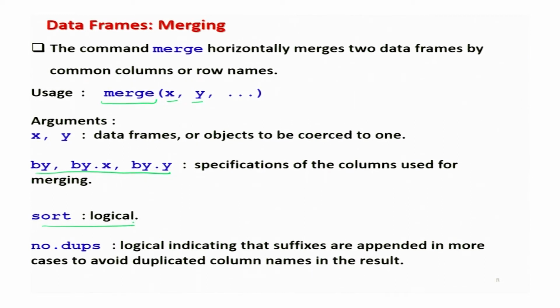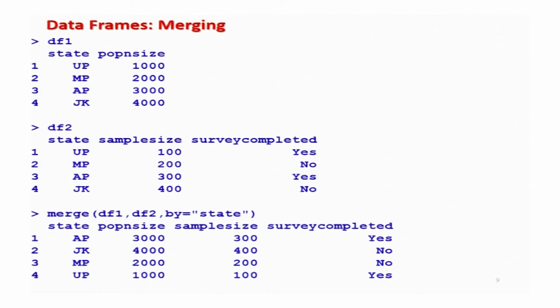And then, if you want to give the option sort, that means whether you want to sort the data or not, this is going to take TRUE or FALSE. Similarly, there is another option, no.dups. This is also a logical variable indicating that suffixes are appended in some cases to avoid duplicated columns in the result, right. So this will take care of the duplication. Anyway, I will try to keep this presentation and lecture simple, so I will not take many options, but I will leave it up to you to first understand how the merging is done, and then experiment with the other options.